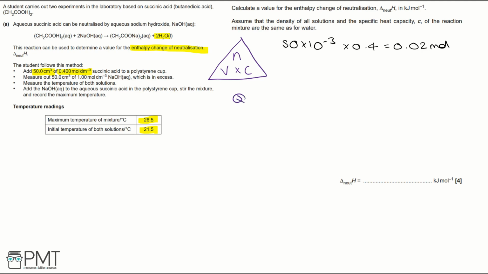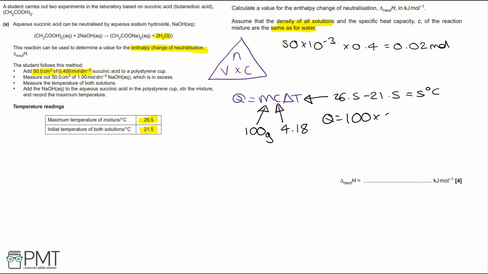Next, we're going to use Q = mcΔT. If we label this equation with the information we already know, m is mass, and that will be the total volume because we're told that the density of all solutions is the same as water. So 1 cm³ equals 1 gram. The total volume is 100 cm³, so our total mass would be 100 grams. c is specific heat capacity. Again, we're told it's the same as for water, so in our data sheet it's 4.18. ΔT is the temperature change, which is 26.5 minus 21.5, giving us 5 degrees Celsius. This means Q = 100 × 4.18 × 5, which equals, in joules, 2090 joules. But we want kilojoules per mole.